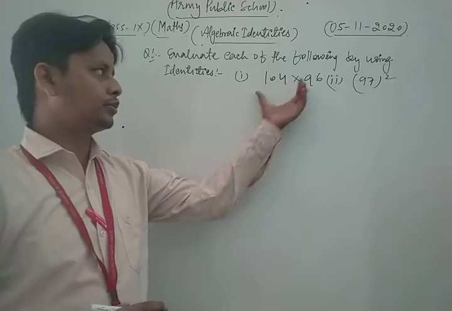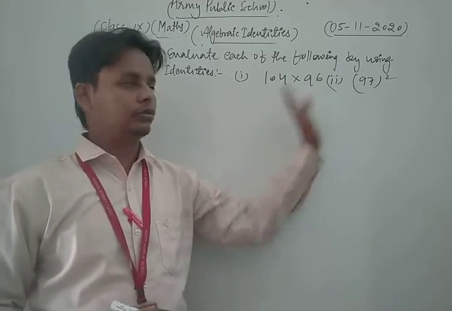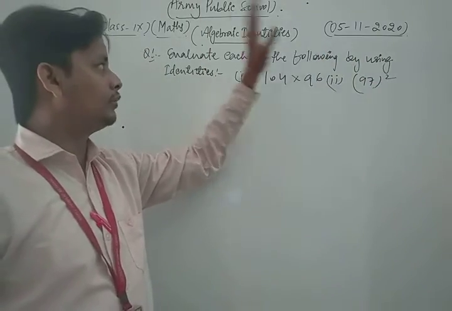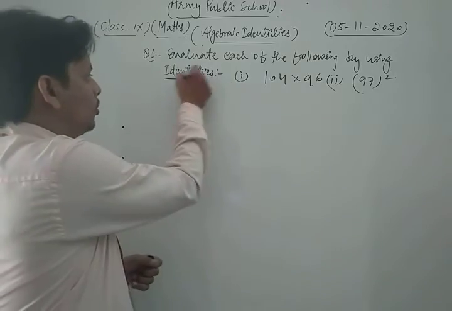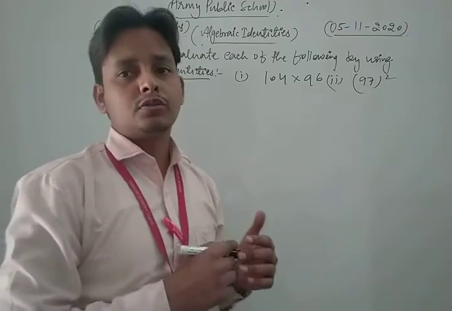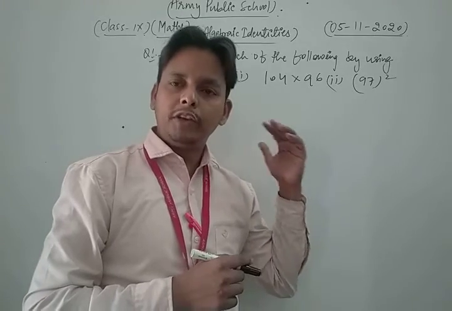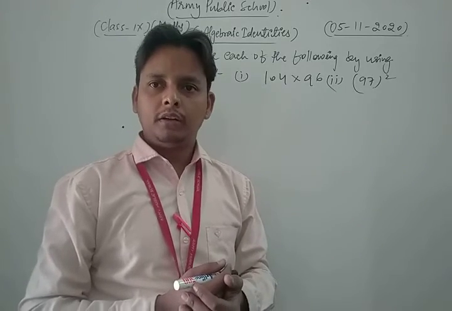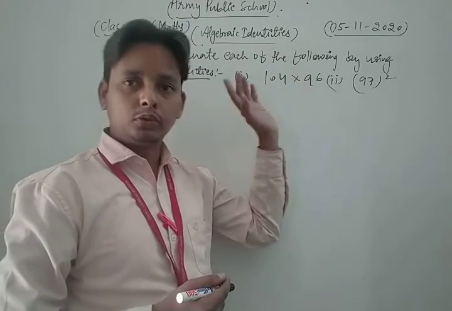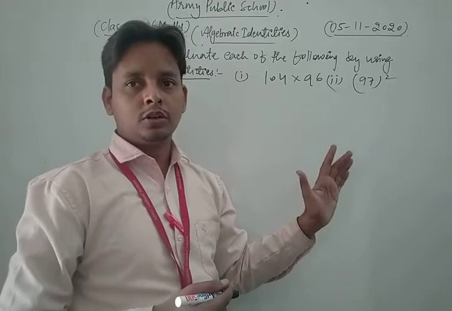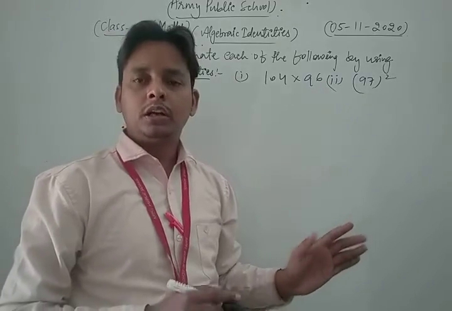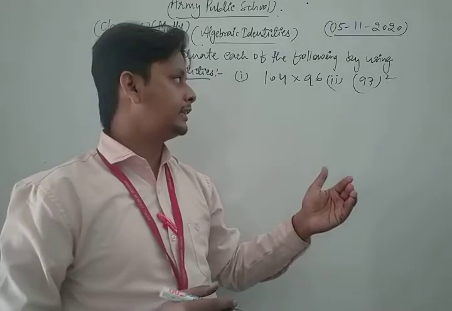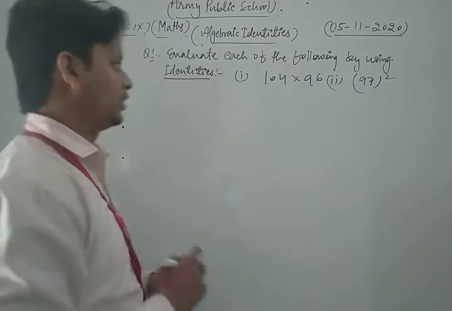Dear students, in that type of question you don't multiply directly, because in our question it is clearly written that we evaluate each of the following by using identities. So dear students, in all that type of question we use the algebraic identities which we discussed in the previous topic. Don't multiply directly; you solve that question by using the identities. First of all, in all that type of question, we make them based on some identity, then after that we apply that identity and solve. Now let's see its solution.